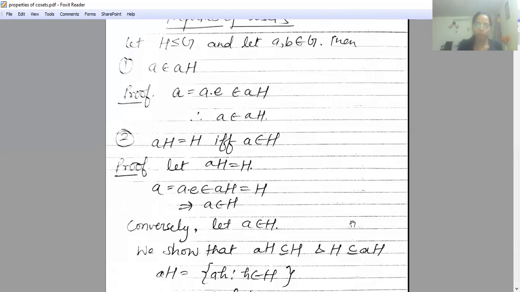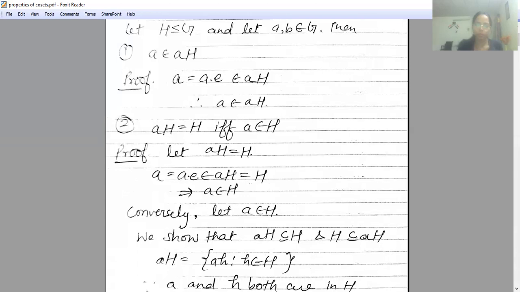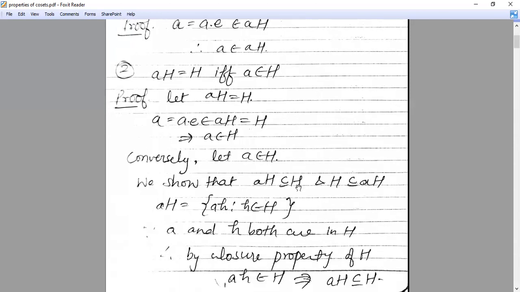Now the second property. The second property says that AH is equal to H if and only if A belongs to H. Your left coset AH will be equal to H if this representative element is in H. So let us prove it. We are going to prove it both ways. First suppose that AH is equal to H. Then we have to show that A belongs to H.